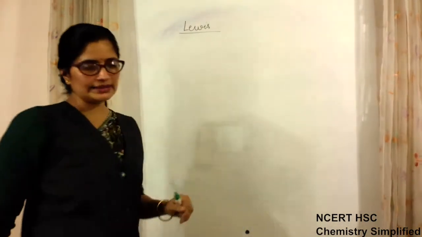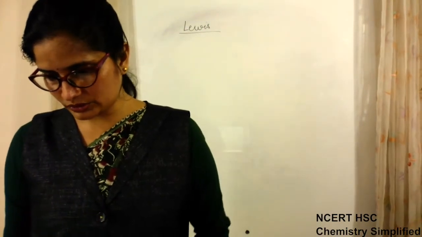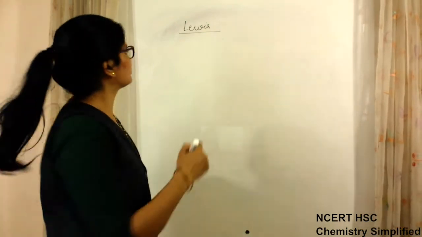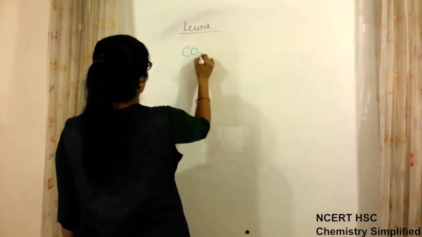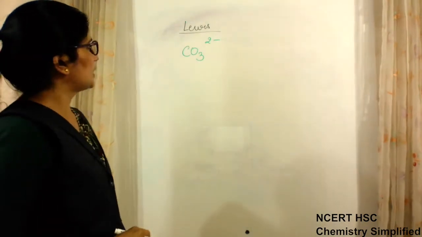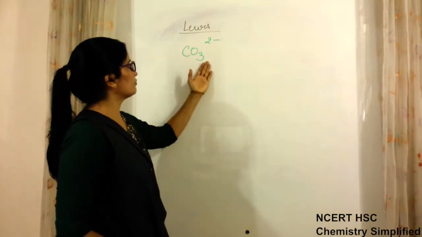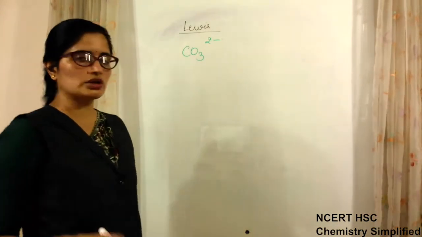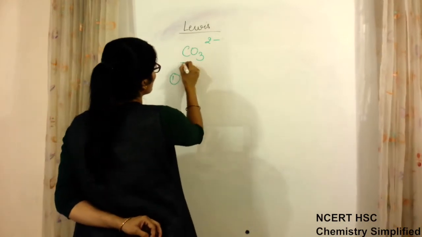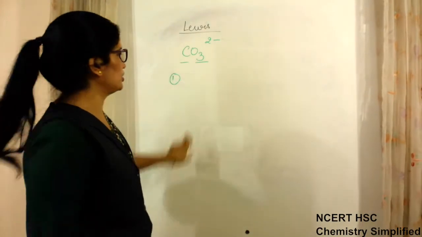Now we will take another example. We have to take more examples also. Let us take CO3 2 negative, the carbonate molecule. How will you make the covalent bond structure for the carbonate molecule? The first step always remains the same. What is the first step? Do the total of all valence electrons available in the molecule.